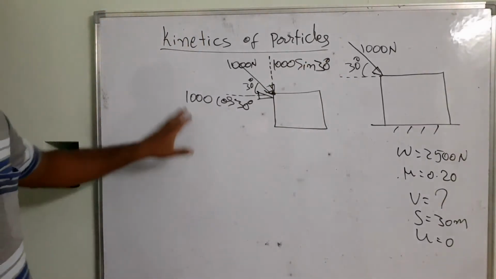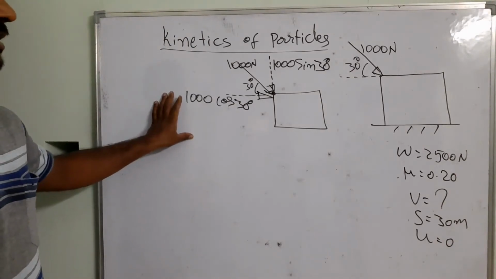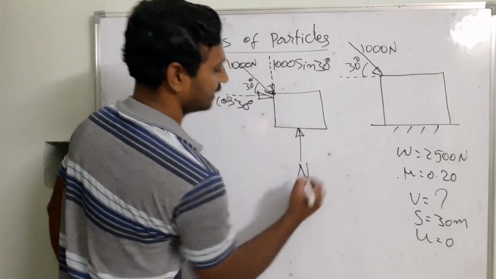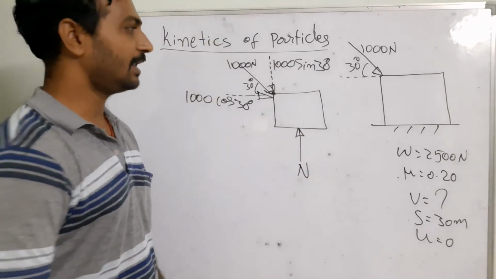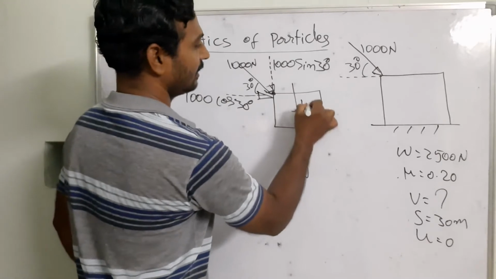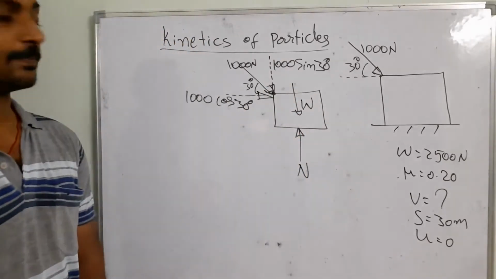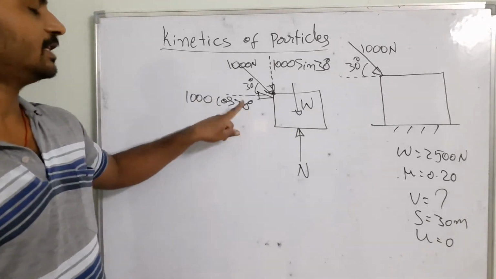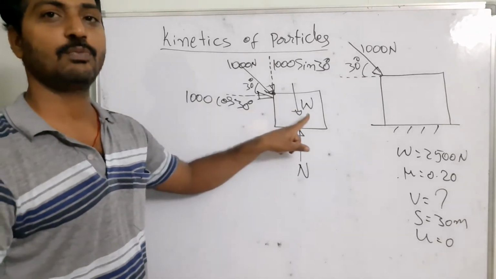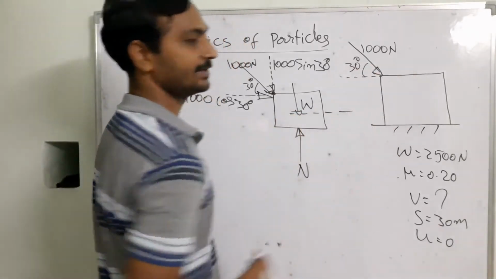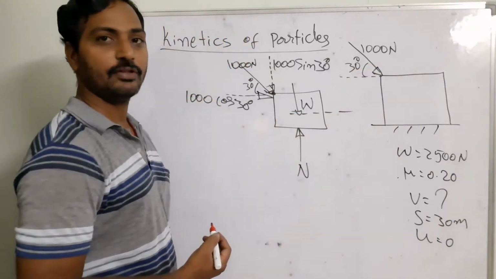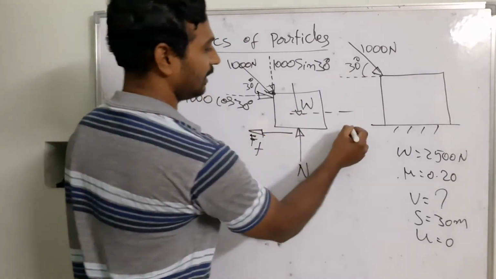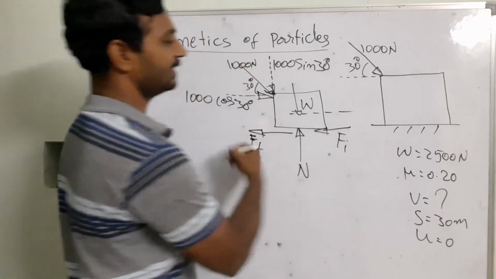Right? Then what other forces come into the picture? When I remove the horizontal force, I get the normal reaction force. Similarly, the self weight acts in the downward direction. At the same time, because of the 1000 cos 30 degrees, this force tries to push the body towards the right side. Then the frictional force acts in this direction, and similarly the inertia force also acts in this direction.